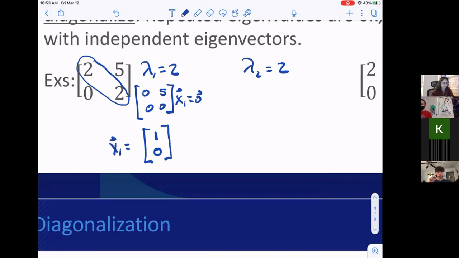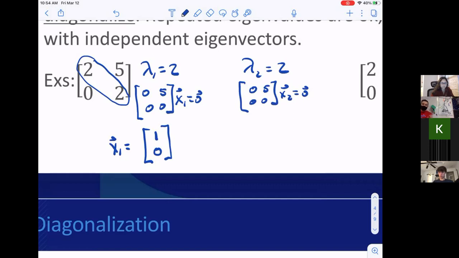Which really means there is no independent one I can get for the other two, right? This one would give me the exact same matrix. And I'm not going to be able to solve for something else. X2 is going to have to be a multiple of 1, 0 as well. So this matrix is not diagonalizable because I would not be able to come up with an independent eigenvector, which means S won't have independent columns, which means S won't have an inverse.